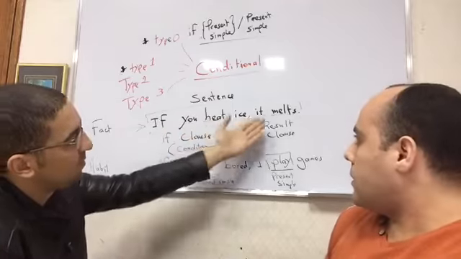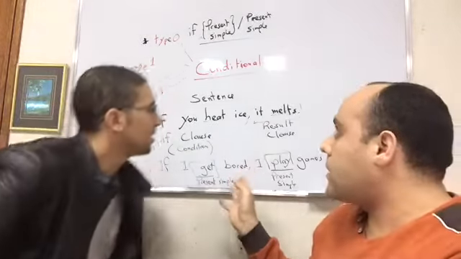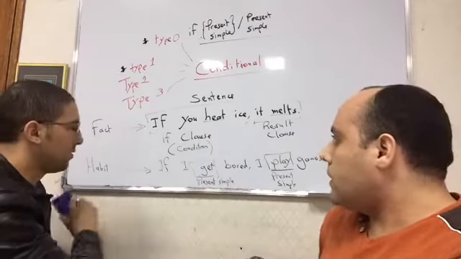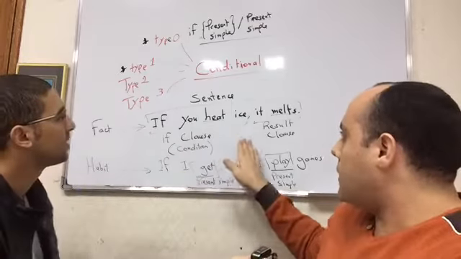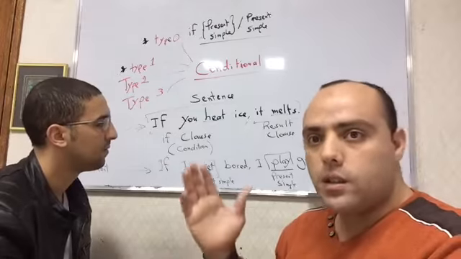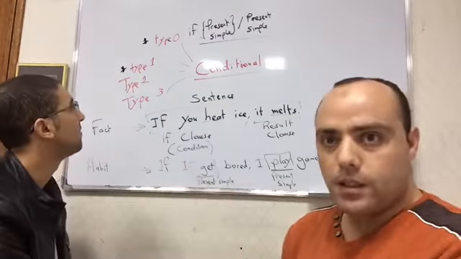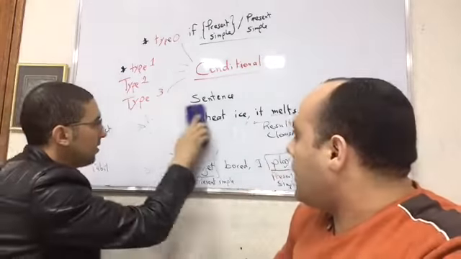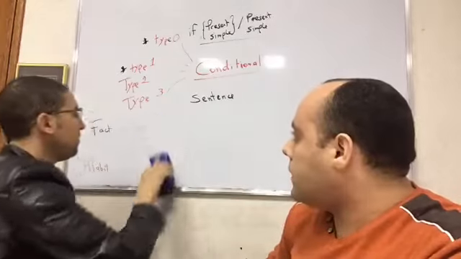The form, as you can see, is present simple and present simple. It is a fact or truth, something that is a habit. For example, if you heat ice, it melts. It's not going to make anything different. It is 100% going to melt. No other results.